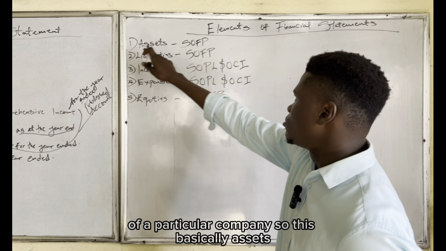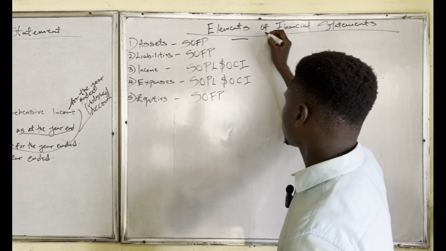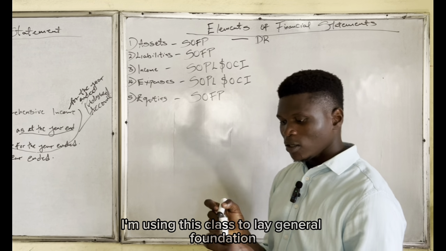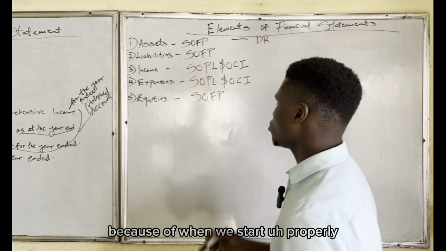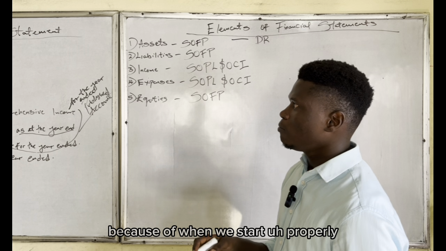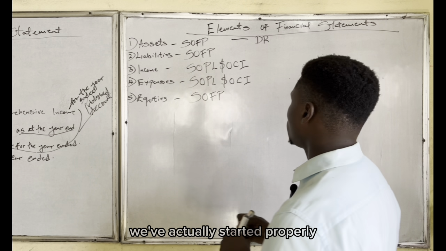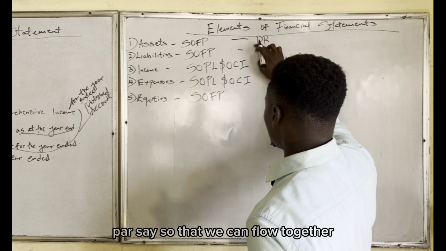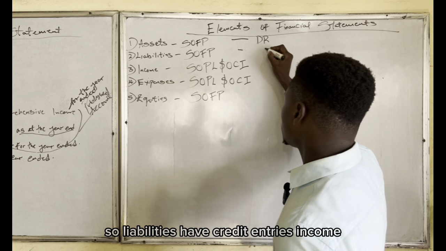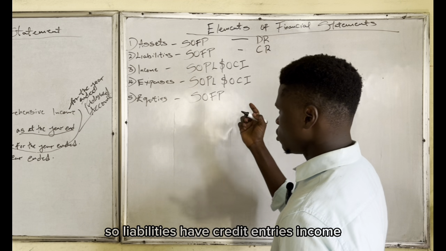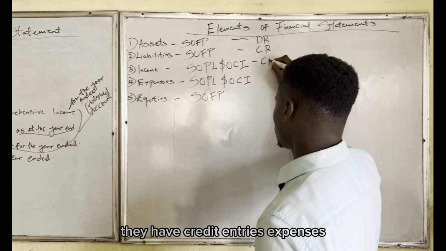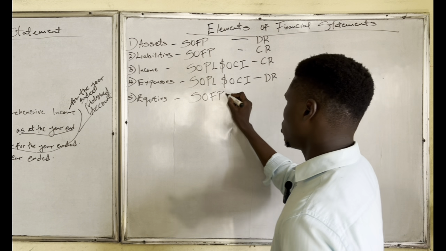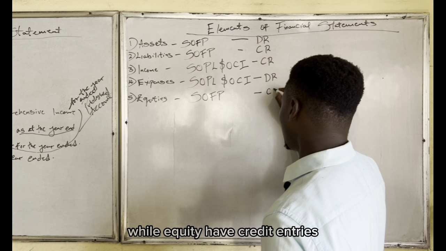So basically, assets have a debit entry. I'm using this class to lay a general foundation so that when we get into the business per se, we can flow together. Liabilities have credit entries. Income has credit entries. Expenses have debit entries, while equity has credit entries.